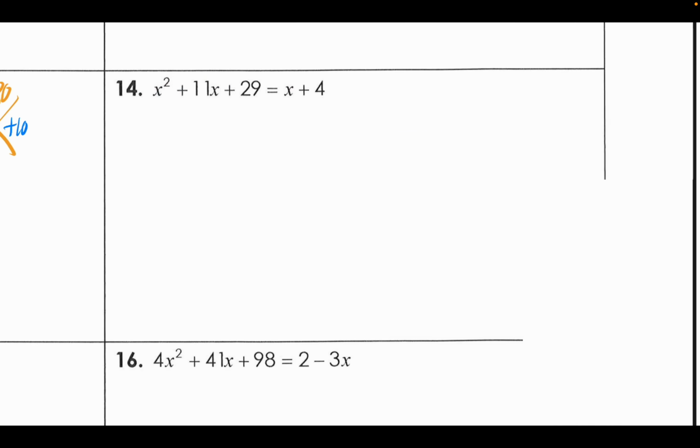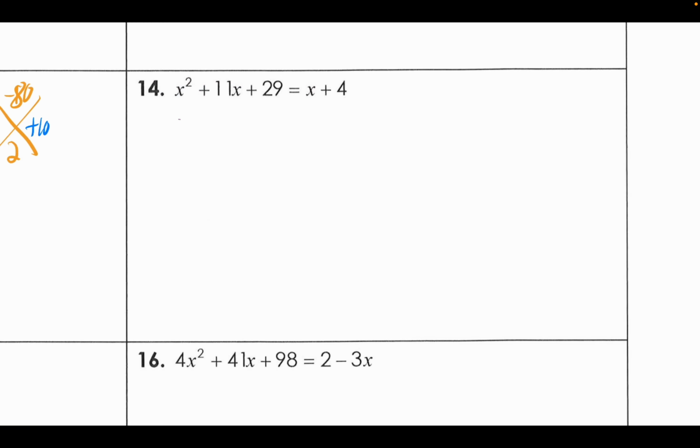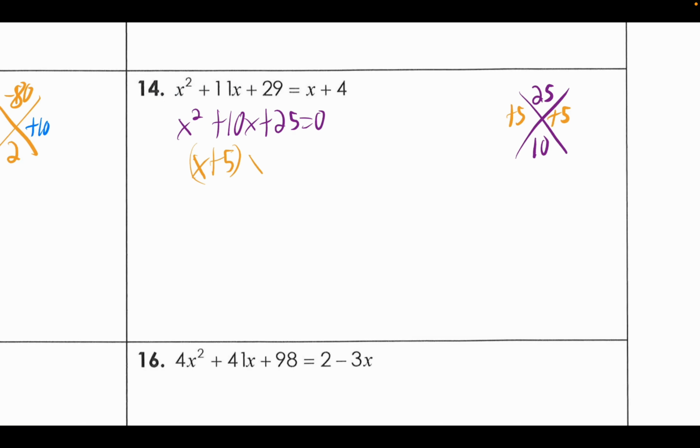Number 14, we subtract x and subtract 4 to get everything to one side, and we get x squared plus 10x plus 25 equals 0. There is no GCF, but we do have three terms, so we're going to go ahead and make the x. And 1 times 25 is 25. We have 10 on the bottom, and we have 5 and 5 on the sides, and we'll have x plus 5 and x plus 5 equals 0.